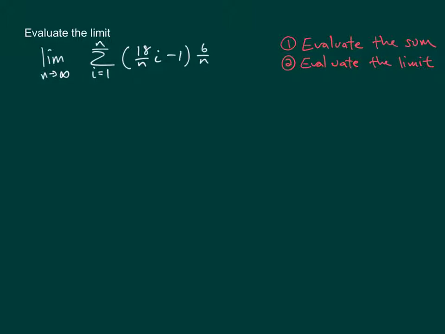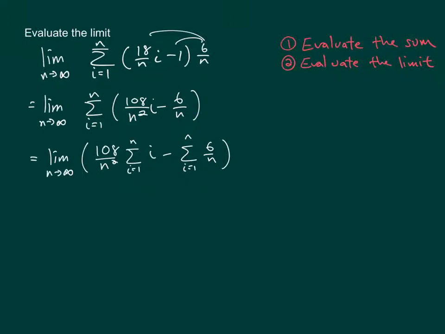The first thing that I need to do in order to evaluate the sum is to get rid of this product. And when you do that, that'll look something like this. The limit as n approaches infinity of the sum as i goes from 1 to n of 108 over n squared minus i minus 6 over n. And then the next step is to use the separation techniques for the sum and difference rule and the constant multiple rule to separate all this out into two different sums like this.